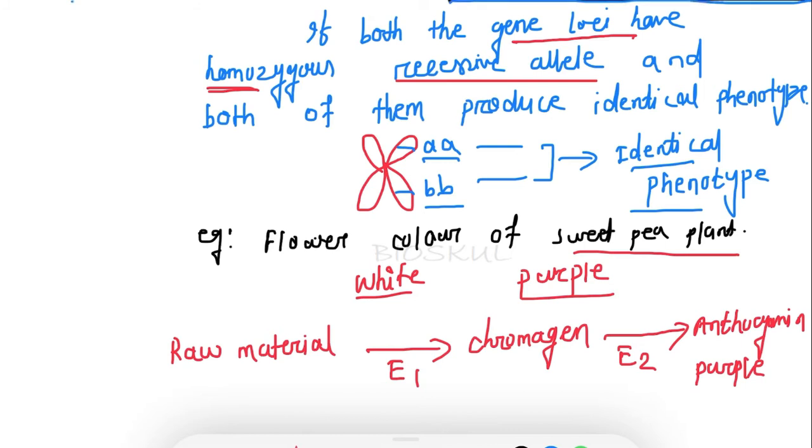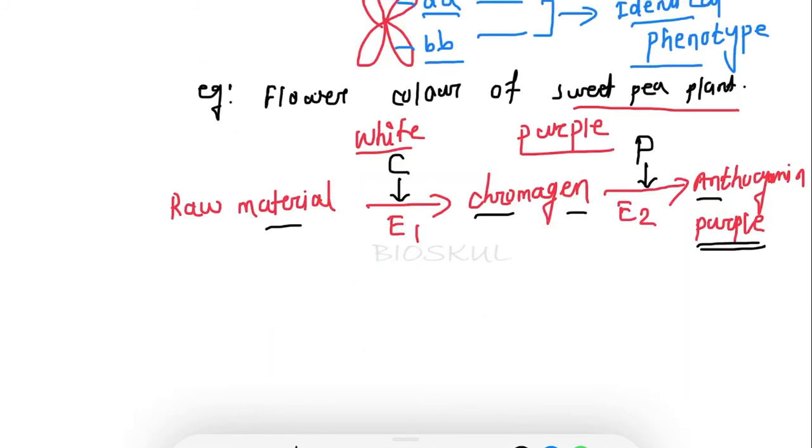Here the enzyme E1 is coded by the dominant form of gene C. It codes the enzyme E1, which helps in conversion of raw material to chromogen. The dominant form of the other gene, capital P, codes the enzyme E2, and that enzyme helps in conversion of chromogen into anthocyanin pigment, which results in purple color flower.